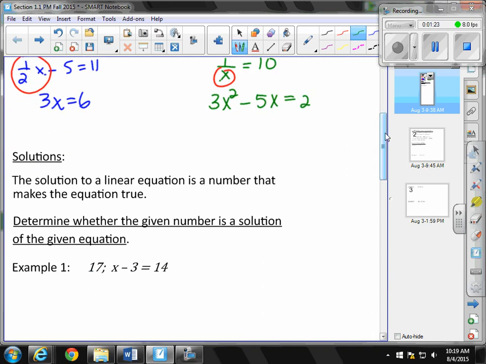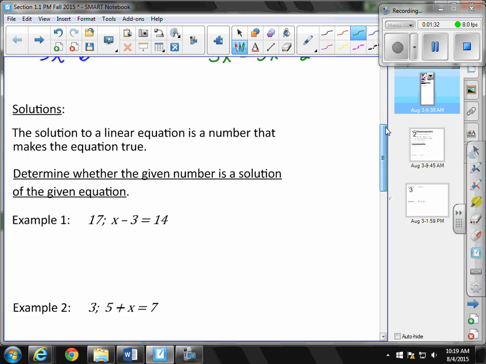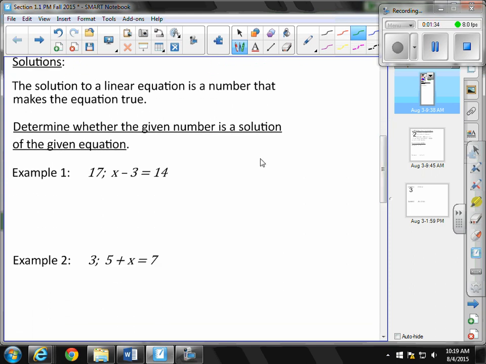The solutions to a linear equation are numbers that make the equation true. For the equations that we're going to be doing today, linear equations will have just one number that could possibly make it true. Determine if the given number is a solution to the equation. So in this particular problem, they're asking us, is 17 a solution to my equation? If I replace x with 17, does it make the equation true? Is 17 minus 3 equal to 14? 17 minus 3 is 14. Yes, it does. 17 is a solution to my equation.